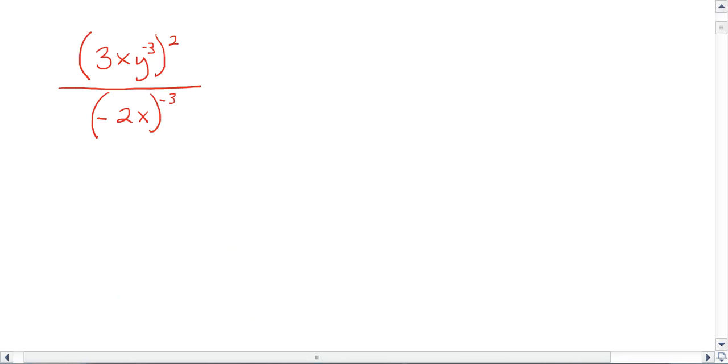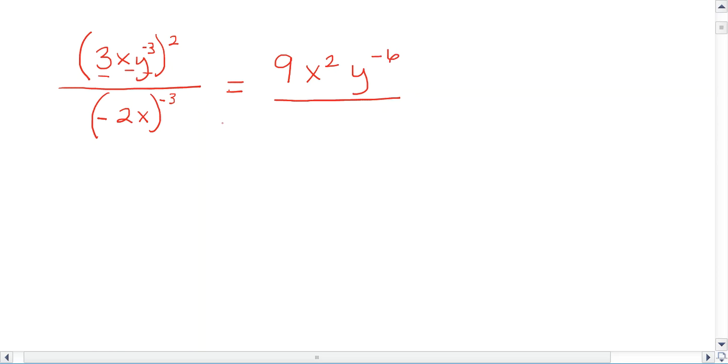All right, I tried to put all the properties in this problem, so we'll see if I succeeded. First of all, we are squaring this first parentheses. That means each factor in here has to be squared. So 3 squared is 9, x squared is x squared, and y to the negative 3 squared would be y to the negative 6.